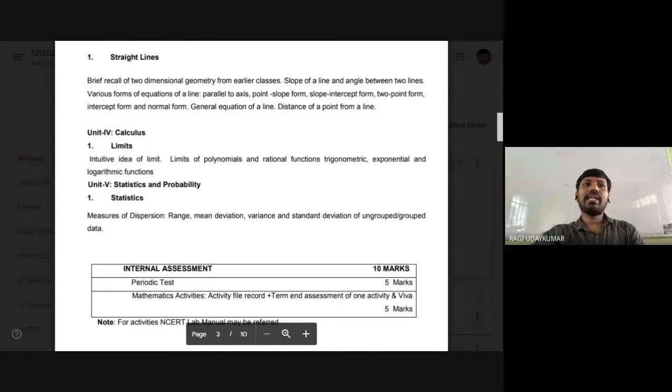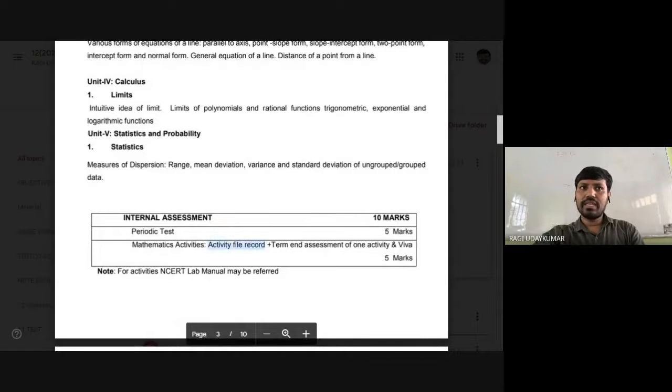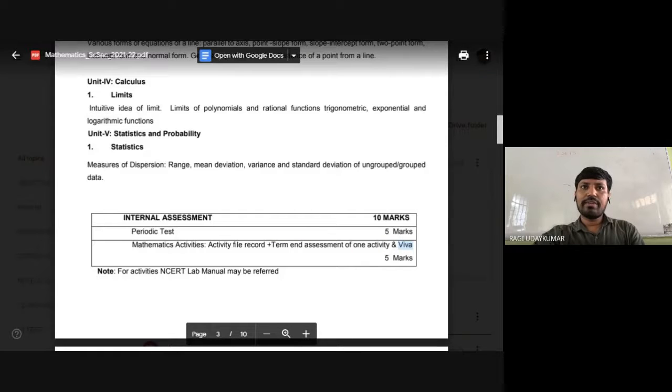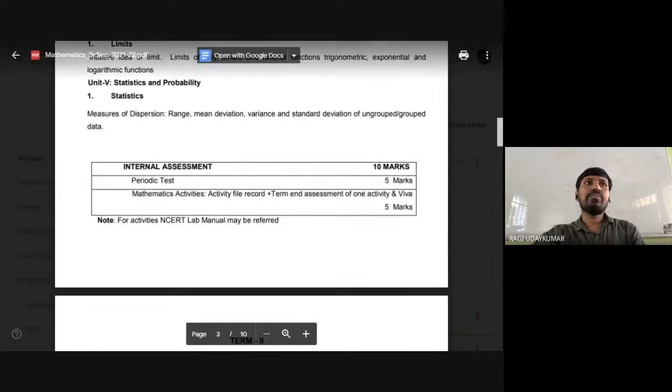There will be an internal assessment. In the internal assessment, one periodic test will be conducted, and activities will be given to you. You need to make an activity file record. At the end of term 1, an activity will be given to you. You need to perform that activity, and a viva will also be there. 5 marks for this and 5 marks for that, total 10 marks. We will discuss the activities later. This is the term 1 syllabus. Okay, did you understand?